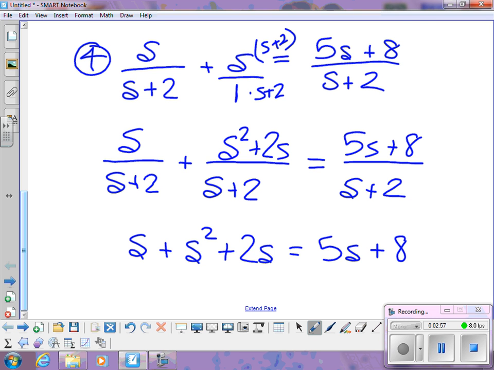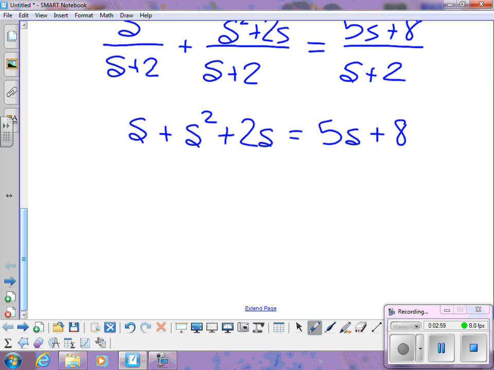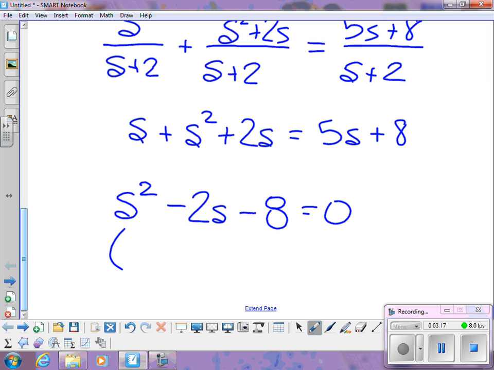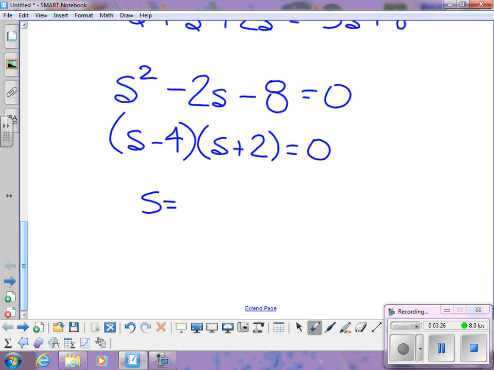Now what? Yeah, move the 5s plus 8 over, and I'm going to write this in standard form. So s squared, s plus 2s was 3s, minus 5s, negative 2s minus 8 equals 0. Then you just factor it, right? Or complete the square. I know that's what you like to do. So I get s minus 4, s plus 2 equals 0. So I get s equals 4, s equals negative 2.